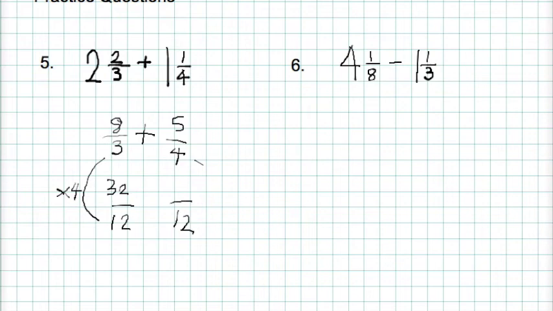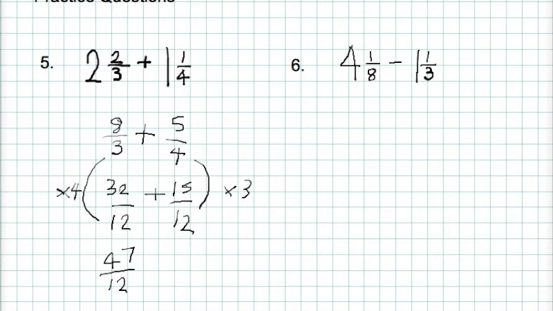What have I done to the 4 to get it into 12? I've timesed it by 3. So 3 times 5 gives me 15. I can now add these top ones together. That gives me 47 over 12.